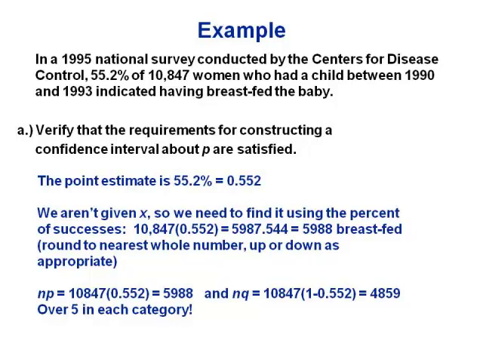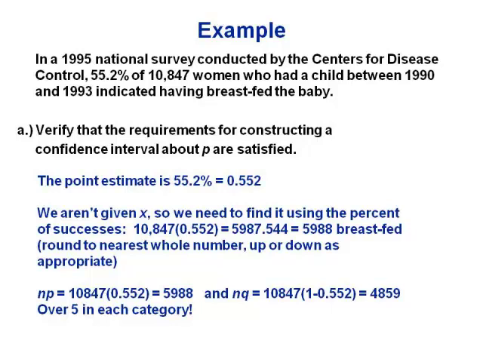This time it gives me the percentage, it doesn't give me the actual number of people, so I need to calculate that. The point estimate is that in this 1995 survey, 55.2% of the 10,847 women surveyed who had had a child between 1990 and 1993 indicated that they had breastfed the baby. So the point estimate is the 55.2%. We'll change that to a decimal.